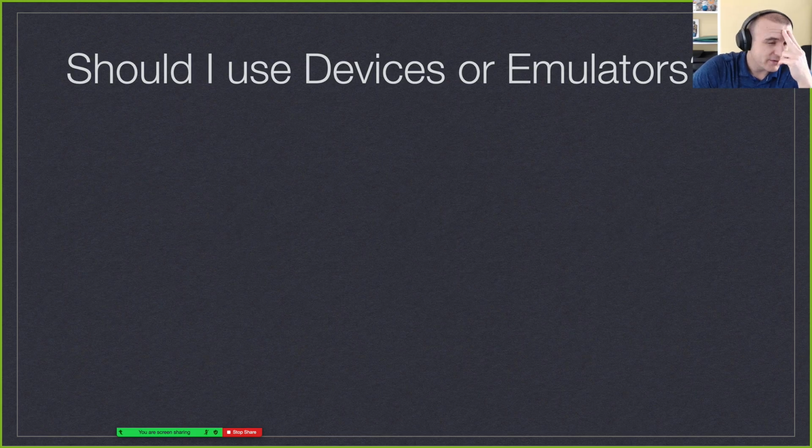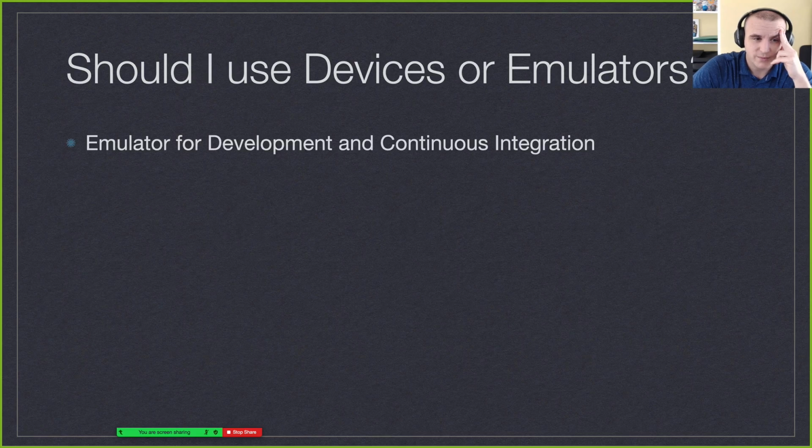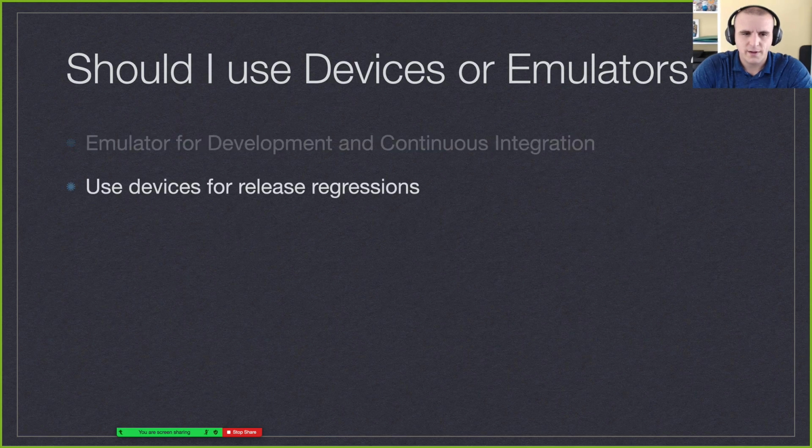A question I hear about UI testing in general is, should I use emulators or devices? The rule of thumb is to use an emulator for your development and for your continuous integration, when you're creating PRs and things like that. If you want to, at times, run some on your own device. But for the speed of things, I would suggest really just using real devices for release regressions, where you run on a large set of devices.